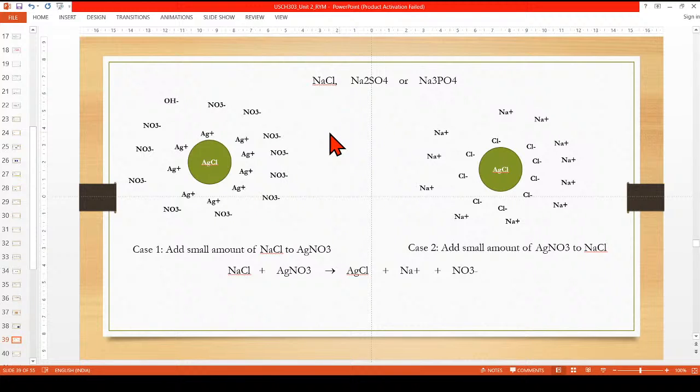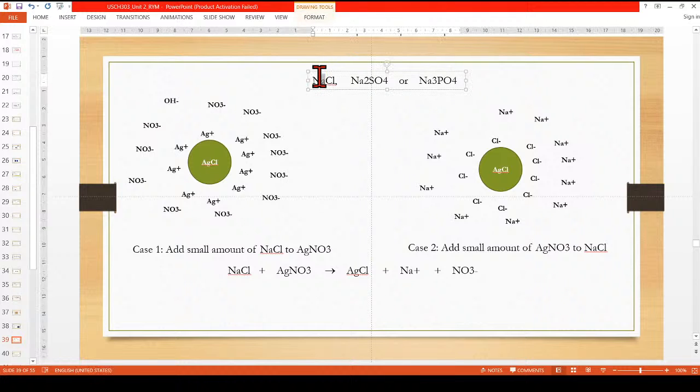Now if you have a choice of adding NaCl, Na2SO4 and Na3PO4, precipitation increase कब होगा? When you will add common ion. But in common ion containing compounds, if you have variety like NaCl, Na2SO4 or Na3PO4, which will you prefer? You will prefer the common ion containing compound in which the charge of ion is more.